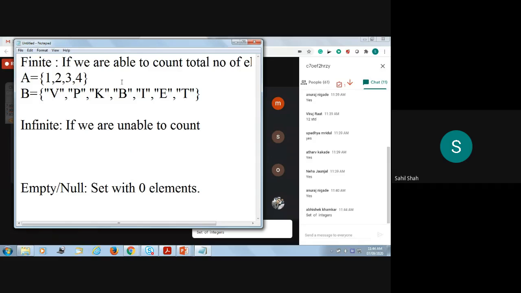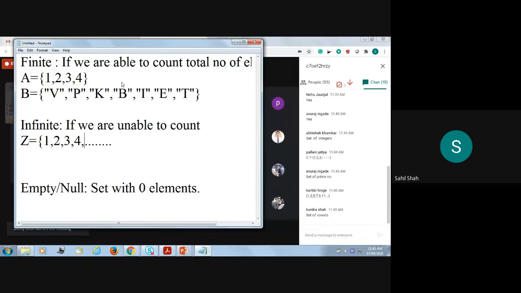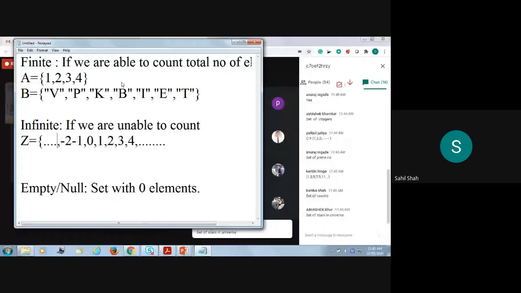Set of integers. Perfectly fine. Set of integers, because I know that I cannot count how many numbers will be present on the higher side. It goes up to infinity. Infinity is hypothetical simply. We are having these notations to represent sets that we will discuss shortly. As you said, set of integers, both positive as well as negative. So I must have 0 as well, I will have -1, -2, and so on, dot dot dot, up to infinity. So this is the infinite set of integers.